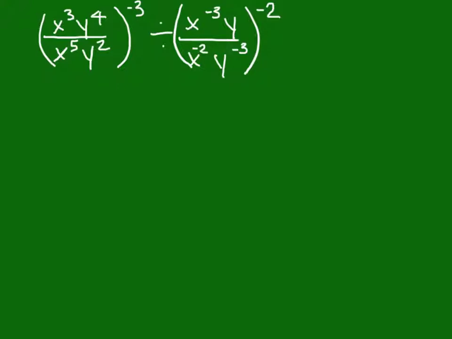So we have x cubed y to the 4th over x to the 5th y squared all to the negative 3 divided by x to the negative 3 y over x to the negative 2nd y to the negative 3 all to the negative 2nd power. So we'll start out by raising everything to the negative 3rd power in the first set of parentheses.